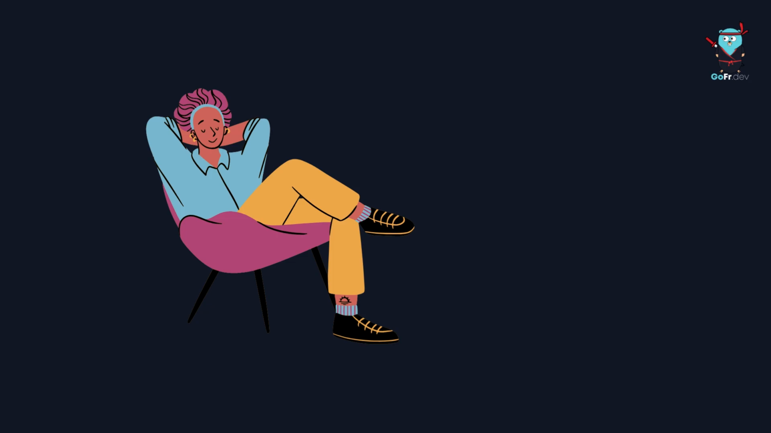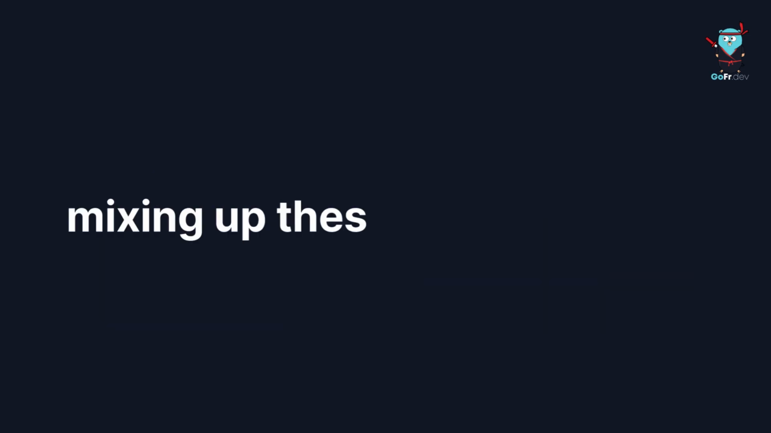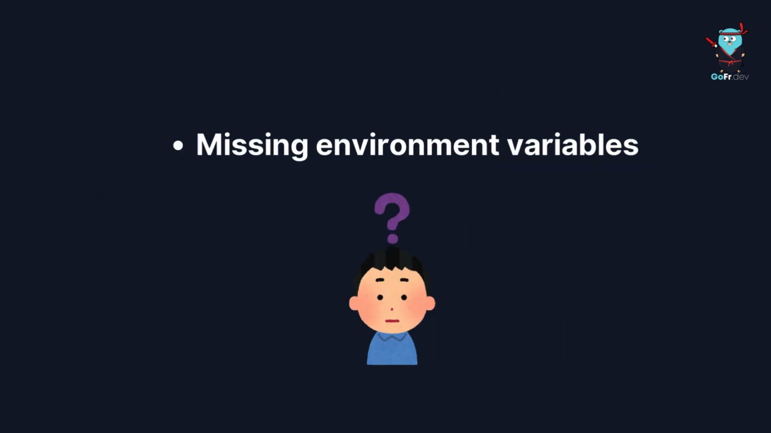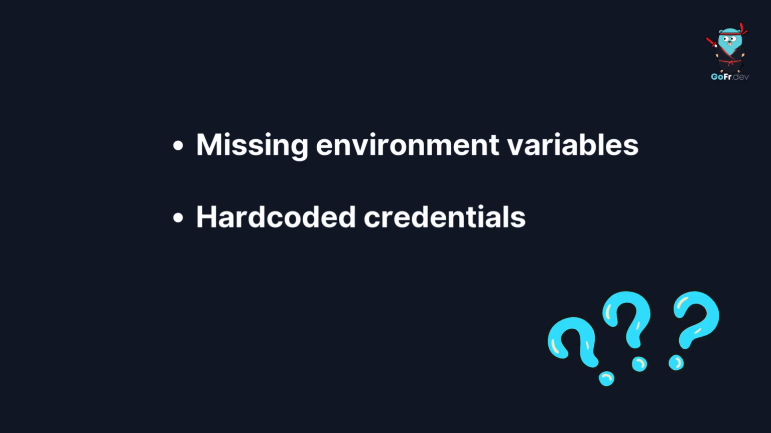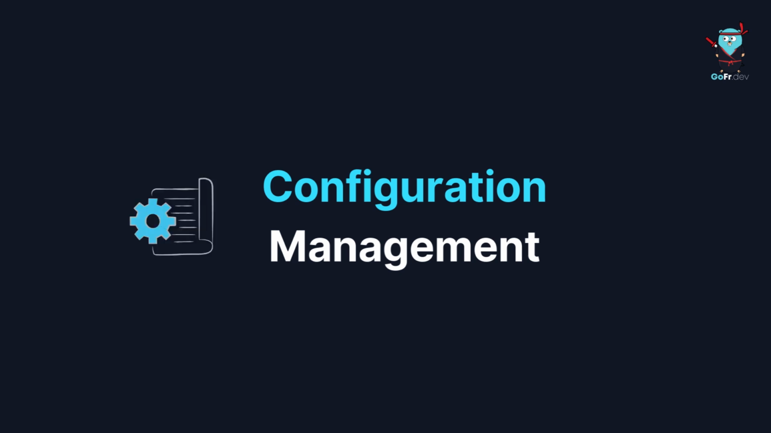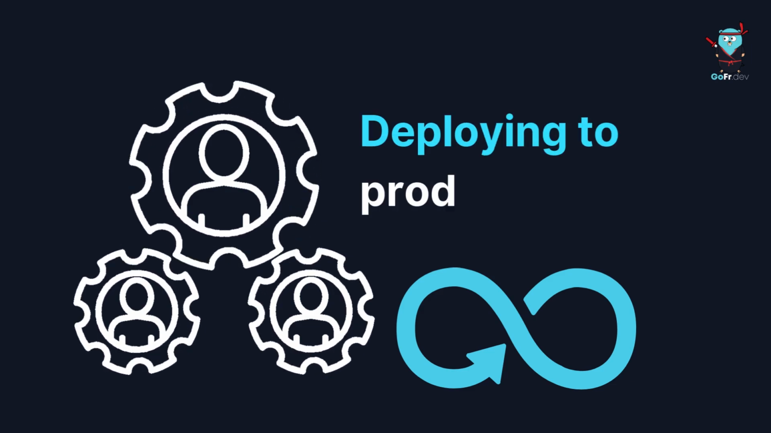And while this seems simple at first, it can lead to issues because traditionally mixing up these configurations or manually setting them for each environment often causes problems, whether it's missing environment variables, hard-coded credentials, or inconsistent settings. And that's exactly where configuration management comes in. Without it, small errors can break your app where it matters most, especially when deploying to production.